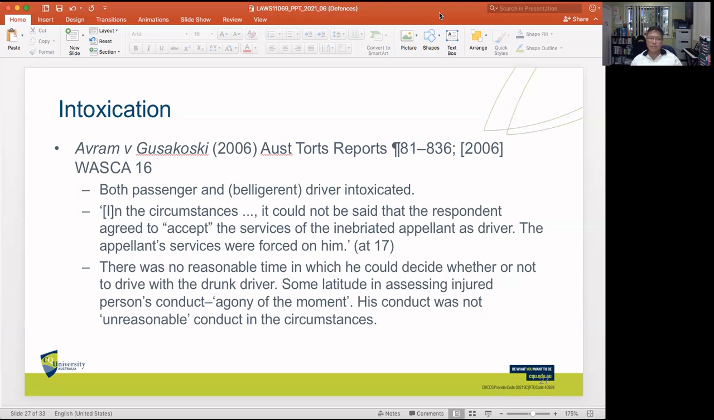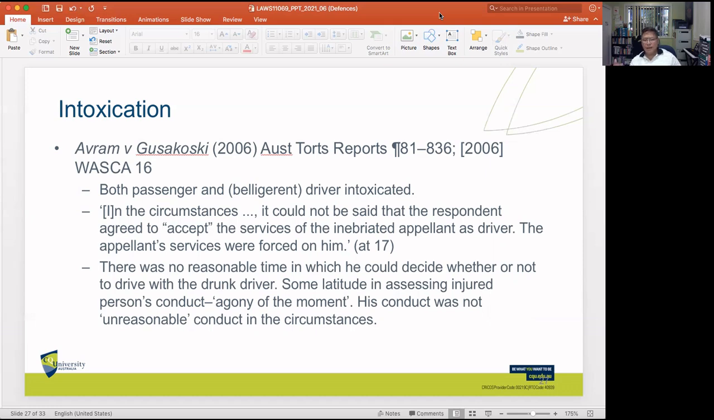The reason for this was that in the circumstances, it could not be said that the respondent agreed to accept the services of the inebriated appellant as driver. The appellant's services were forced on him. The plaintiff actually tried to ask the intoxicated driver to stop, because the plaintiff felt that the driver was driving dangerously, especially as a result of the intoxication.